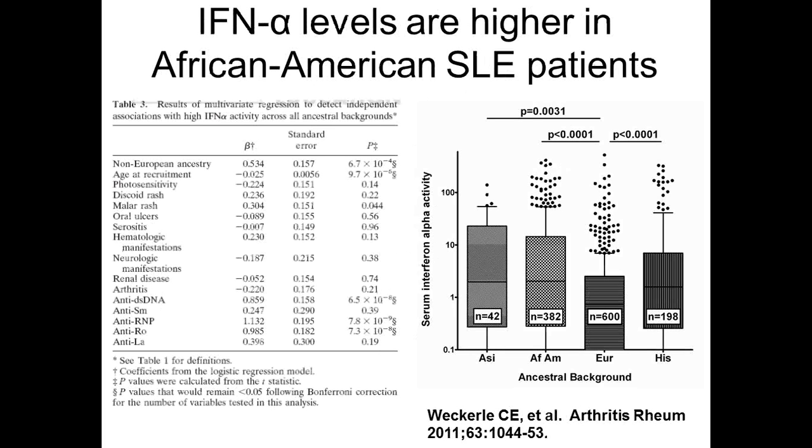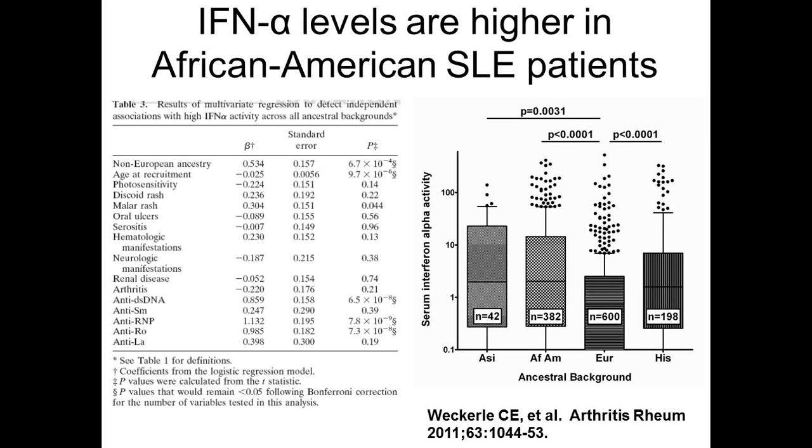We looked at interferon levels, and this was fairly interesting: you can find higher levels of interferon in all of the non-European ancestry subjects. In that table, that's the top factor. It's not top because it was most strongly associated, but it was associated. If you had a non-European ancestral background, you're more likely to have high interferon levels. And the graph is trying to demonstrate that Asian American, African American, and Hispanic American subjects have higher interferon levels than European American subjects.